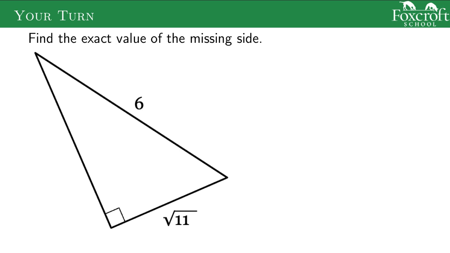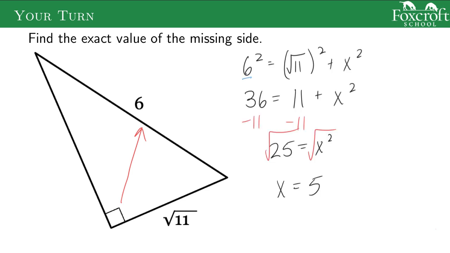All right, here's one for you to try on your own. Find the exact answer of the missing side in this right triangle. And when you go through the process, first identifying that 6 is the hypotenuse, that's the one by itself on one side, you end up getting 25 equals x squared, and the square root of 25 is just 5. So this one you get the exact answer, just 5.